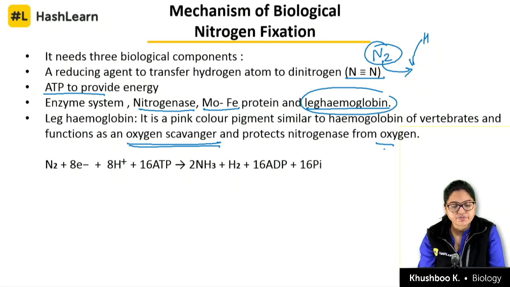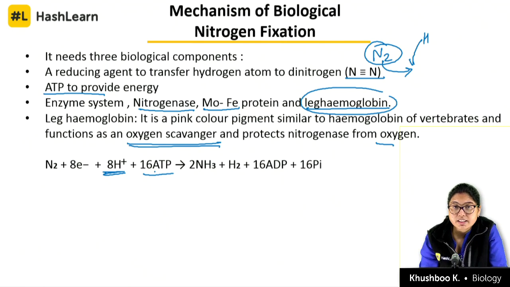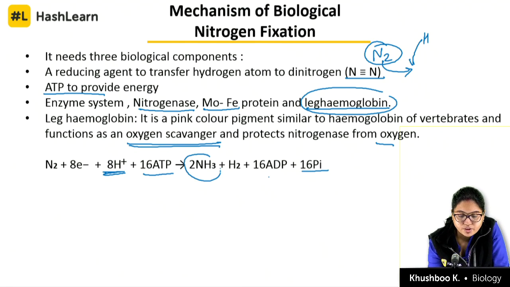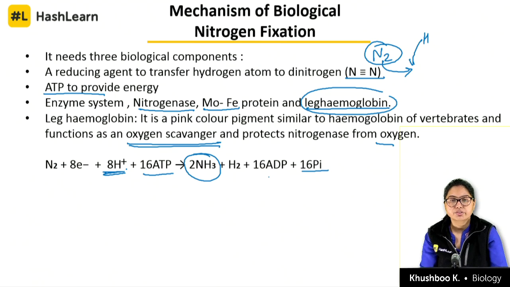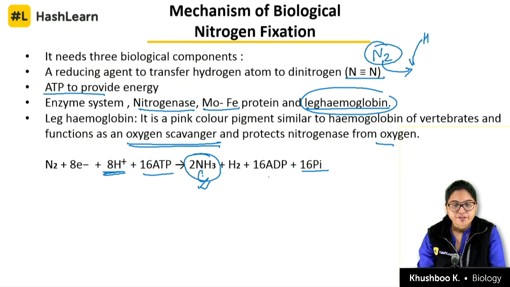And the overall reaction can be given by this equation: nitrogen, and there you need 8 electrons and 8 protons, so you need a proton donor. This is required plus 16 ATP, because I have said that ATP will be required, and this ATP will be broken down into ADP plus Pi, inorganic phosphate, and as a result of this process we get ammonia, and hydrogen gas will also be released. So this is actually the process of biological nitrogen fixation.